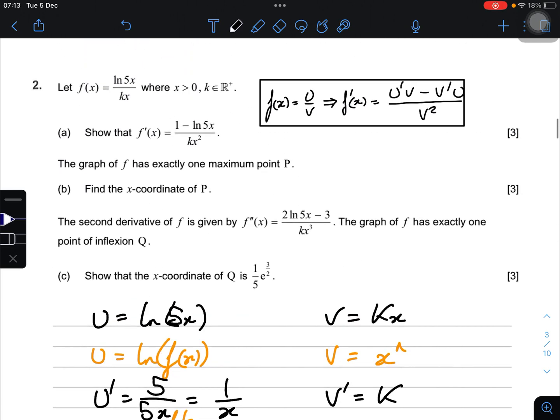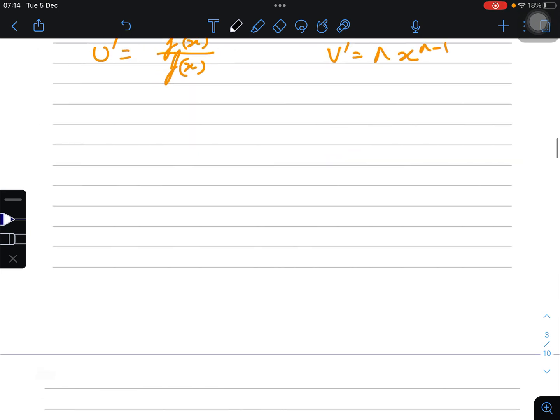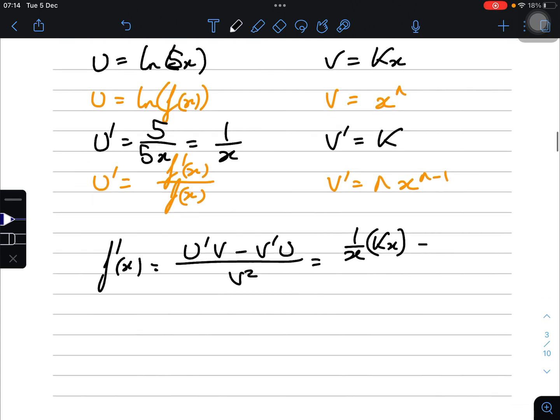Okay, so let's put that all in together in our formula. So we know the differential of f of x, therefore, f dashed of x is u dashed v minus v dashed u over v squared. Okay, u dashed was 1 over x times by v. V is kx. And then we've got v dashed. Well, v dashed would be k, and u is ln of 5x.